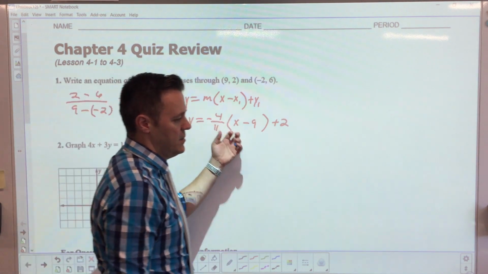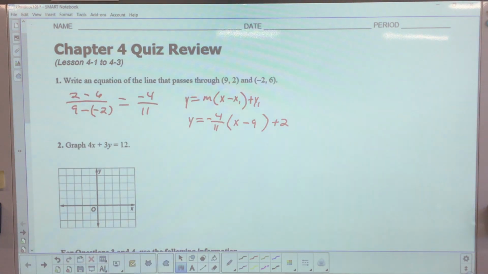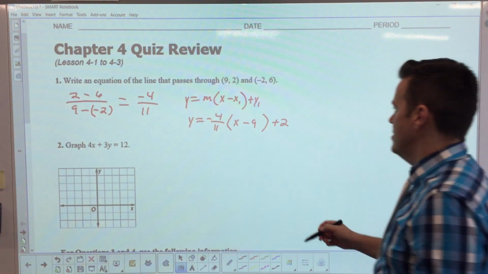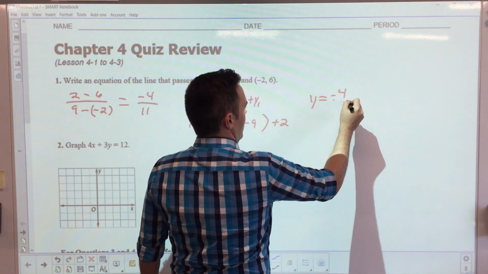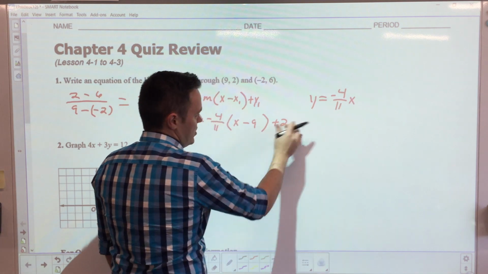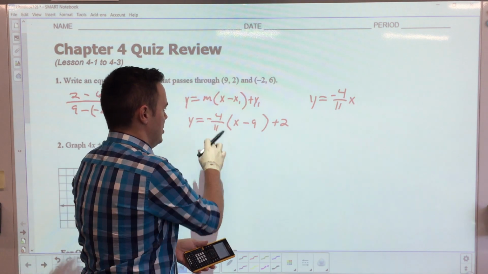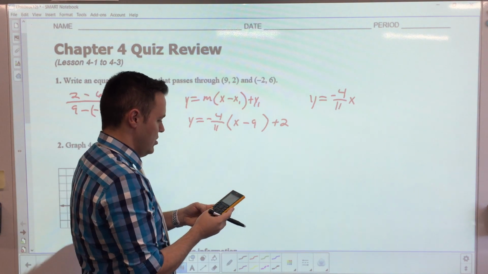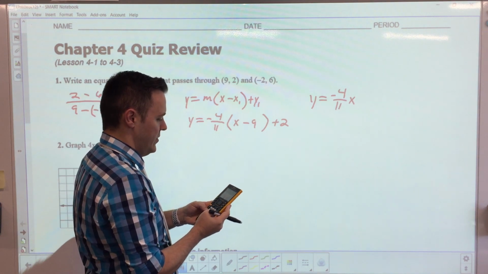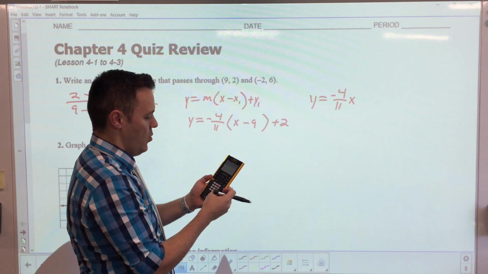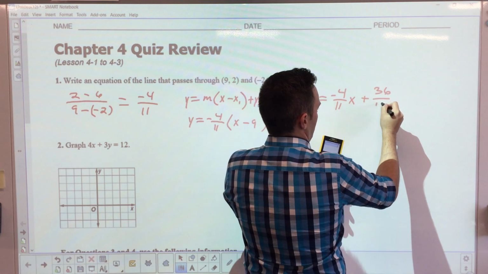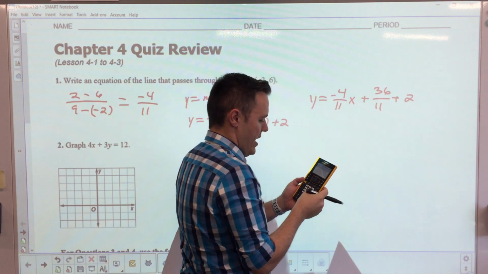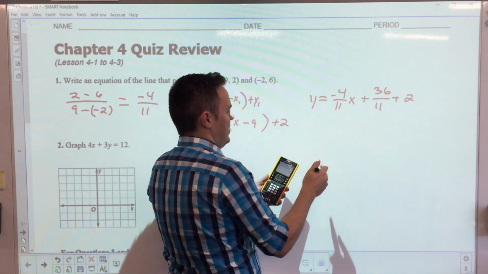Now here's the tricky part. I'm going to need a calculator for that. All right, so for this, then you distribute. When you distribute this out, it's going to be y equals negative 4 over 11x. We know that's not going to change. But then the calculation of negative is positive. So I do know it's 36 divided by 11. That won't change on the calculator. But what I'm going to do now is add 2 to it. So if I add 2, I end up with 58 over 11.